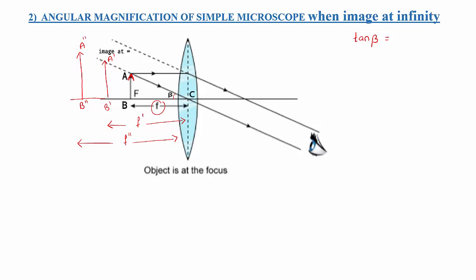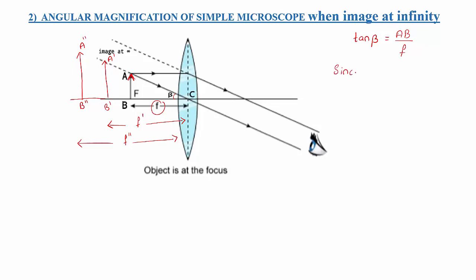Now I am going to consider the value of tan beta. Let us imagine the microscope is adjusted for the first condition, that means the image is formed at AB. The opposite side is AB, divided by the adjacent side CB, which is equal to the focal length F. Suppose if you adjust the microscope for the second condition, that is A dash B dash, then we have to write F dash. So now let us consider AB divided by F. This is the value of tan beta.